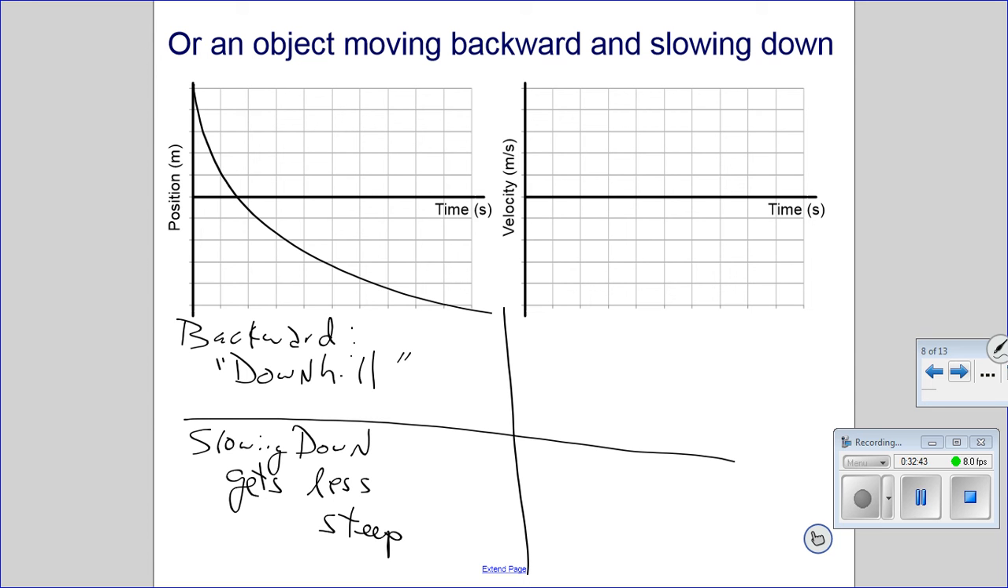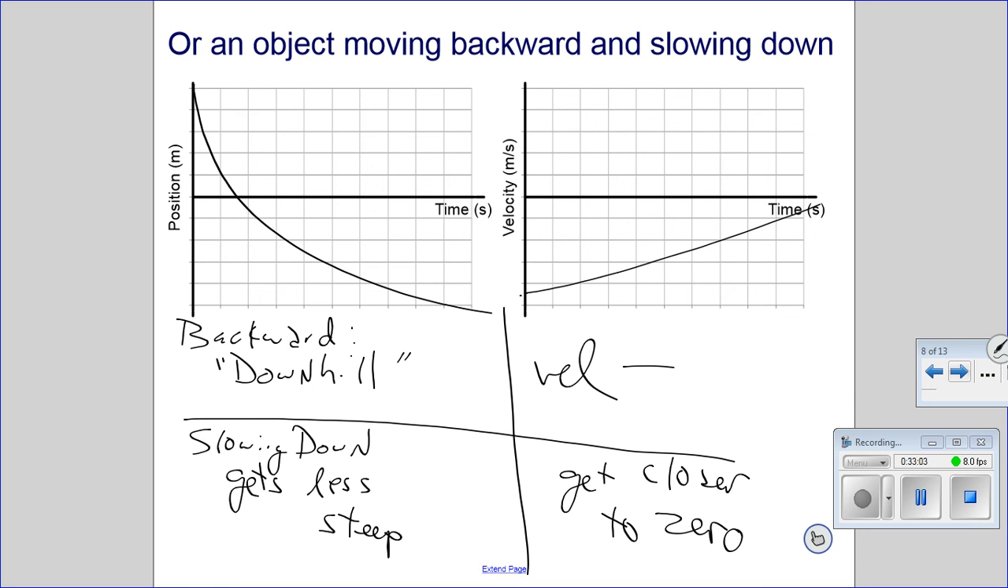Cool? All right, now velocity. Since we're going backwards, our velocity should be negative. And then since we're slowing down, it gets closer to 0. So velocity is negative, gets closer to 0. Cool?